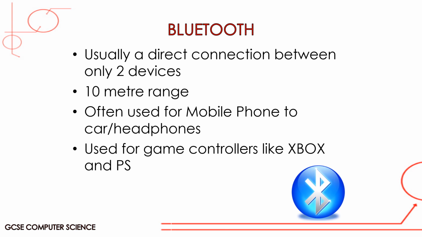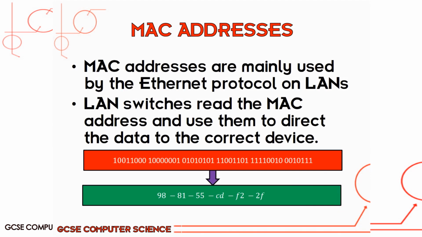Bluetooth is another wireless connection method, and this is usually between two devices. It only has a 10-meter range. It's often used for mobile phones to connect to cars or headphones. It's also used for game controllers like Xbox and PlayStation.